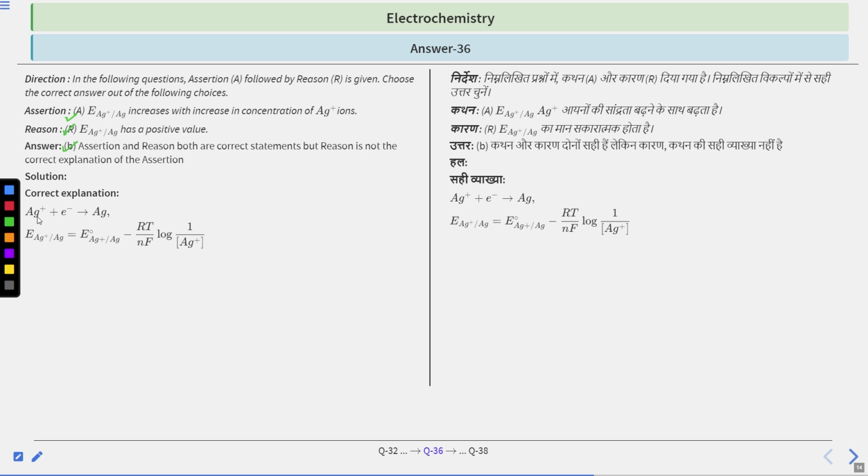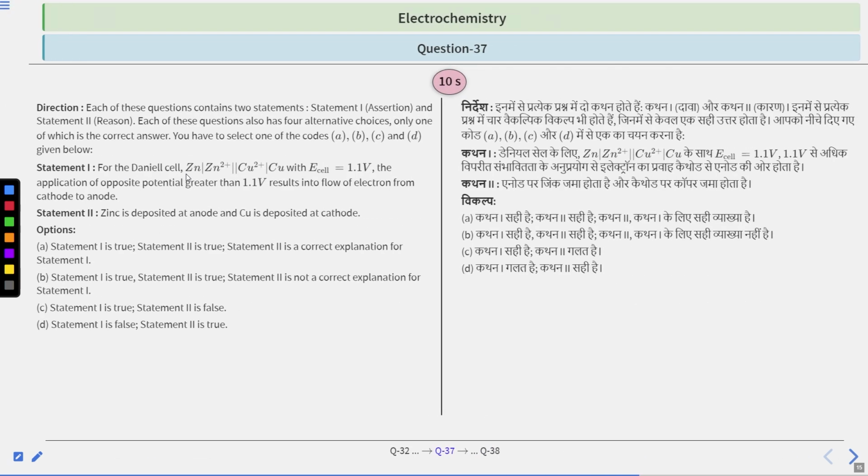Basically, the correct explanation is that Ag positive plus electron gives us Ag atom, and the E of Ag positive to Ag is equal to E naught of Ag positive to Ag minus RT by nF log 1 upon Ag positive. So this is the correct explanation, and the given reason is not it, and thus option B, that is assertion and reason both are correct statements, but reason is not the correct explanation of the assertion, is the correct answer. Okay, let's see question number 37.